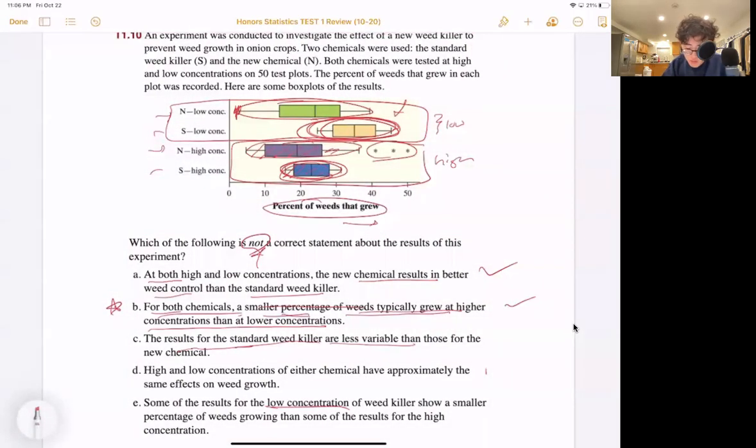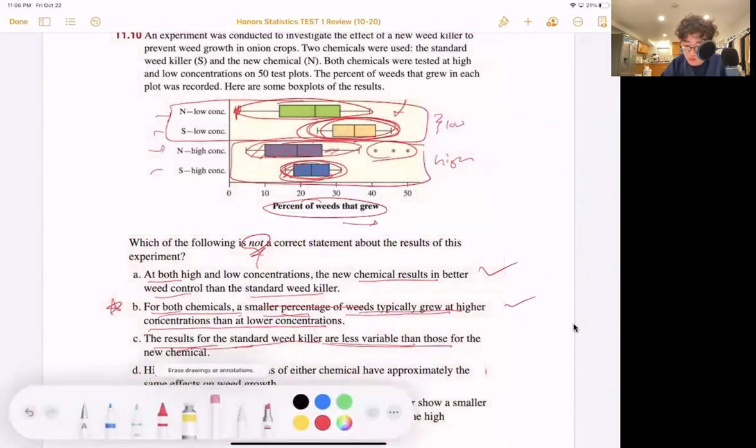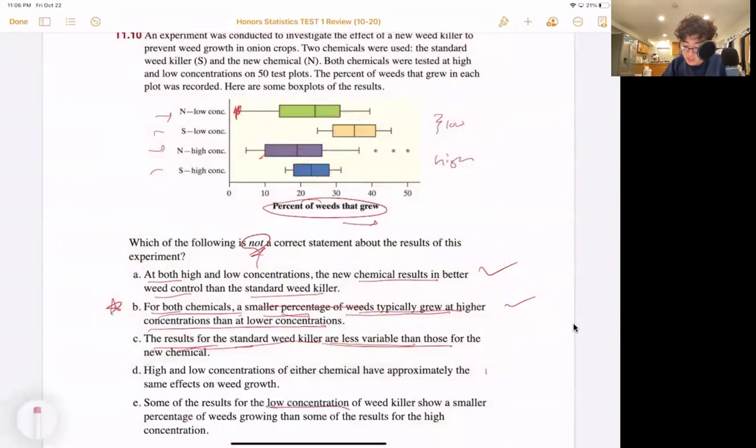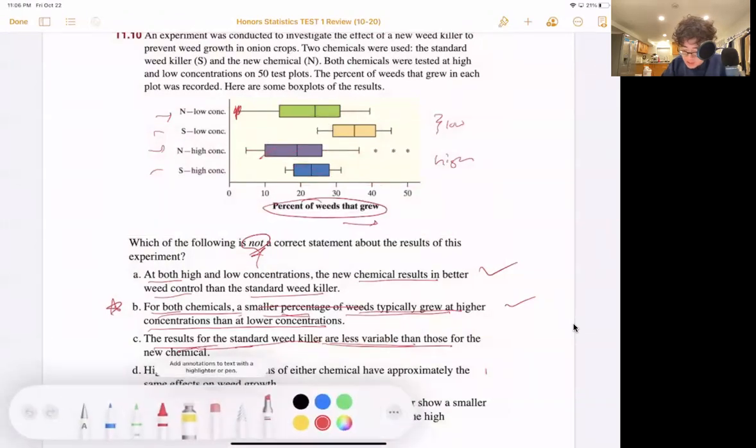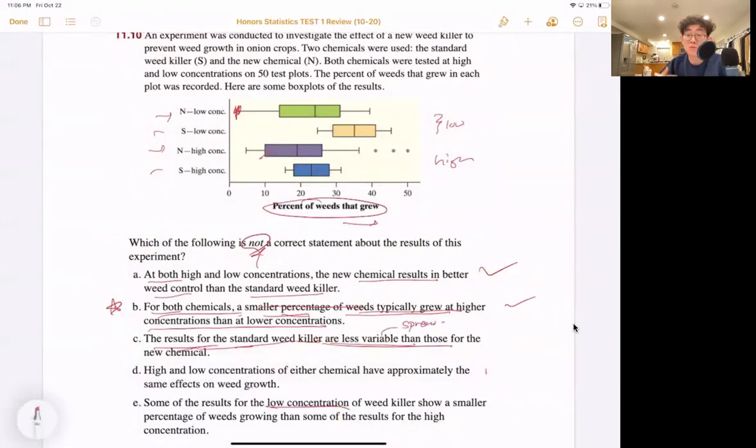C, the results for standard weed killer are less variable than those for the new chemical. Okay, variable means spread. So which one has more spread, and which one does not? The standard weed killer is from here to here. That's your typical spread, and from here to here, that's your typical spread. That's a very small spread. So the results are less variable for the standard. Yes, that is absolutely true. For B, I'm going to erase that just because I'm a little iffy about what it's talking about.